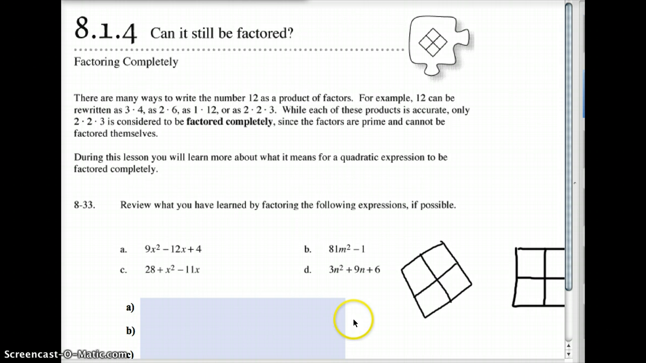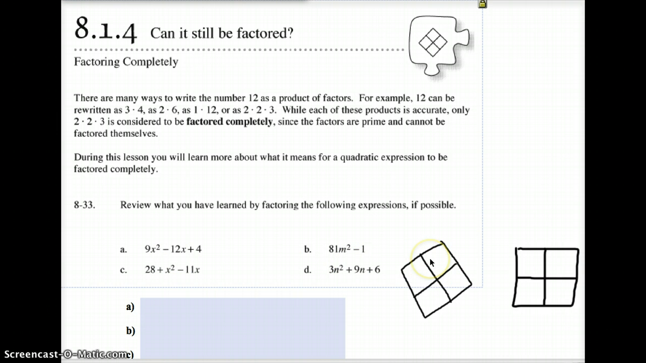Take a look at question 33, letter A. Now I've got 9x squared minus 12x plus 4. If you write down the factors of 4, you're either going to get 1 and 4 or 2 and 2. And even if you make them both negative, you will never add up to the negative 12. But you can still factor this problem.